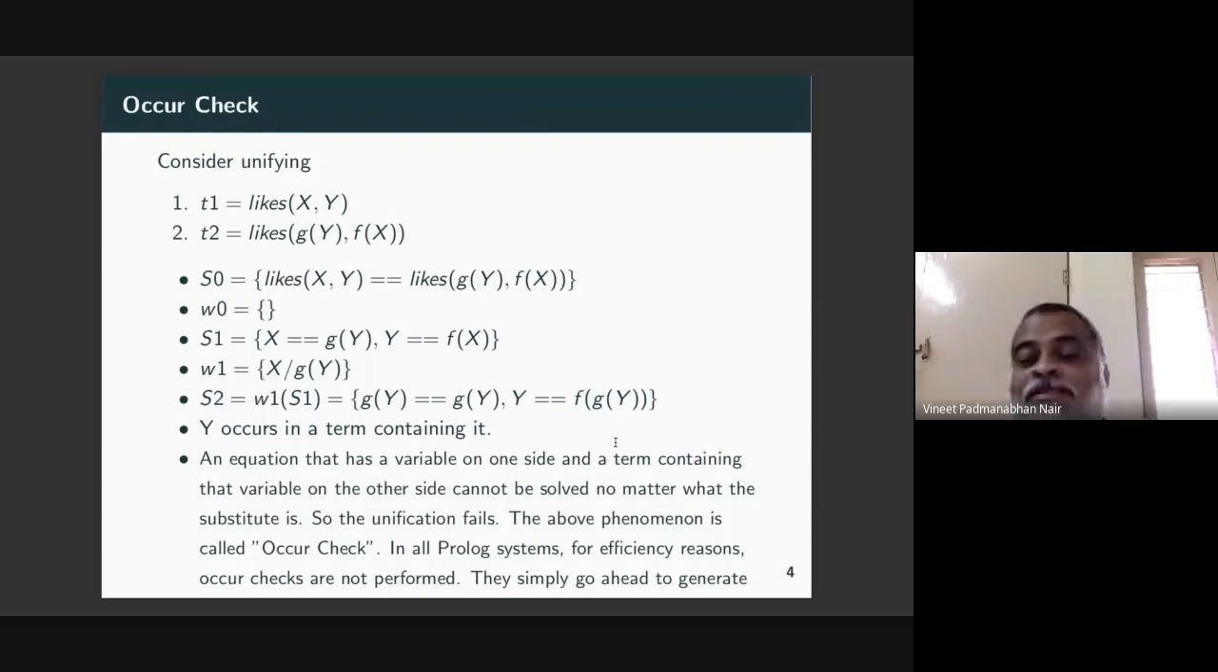So basically, we are not much concerned about the mathematical completeness, but that is actually not the right way to do it.